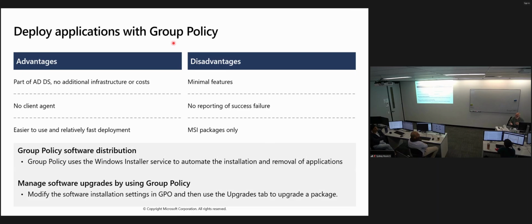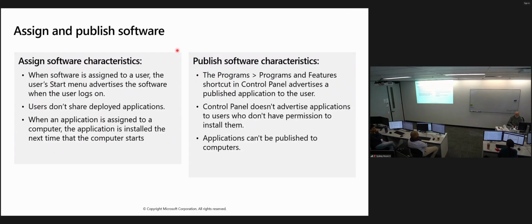The other way we could do it with users, though, is to publish it to them rather than assigning it to them. If I publish it to a user, it doesn't install automatically. The user goes to add remove programs and can add it from there. Or we could do it through what's called extension activation. So what do we mean by extension activation?